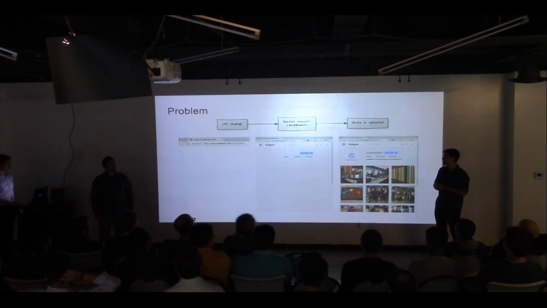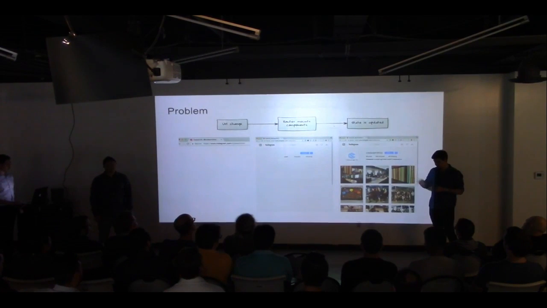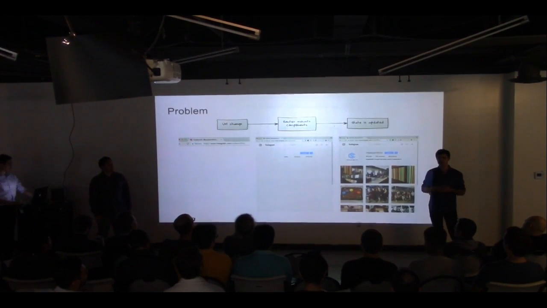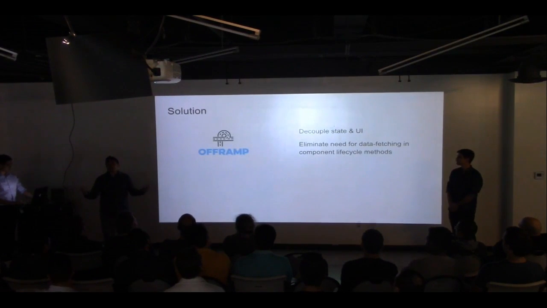The problem with this is our router is mounting the state without having access to all the application state. This prevents our UI from being a function of our application state. So that's why we built Offramp.